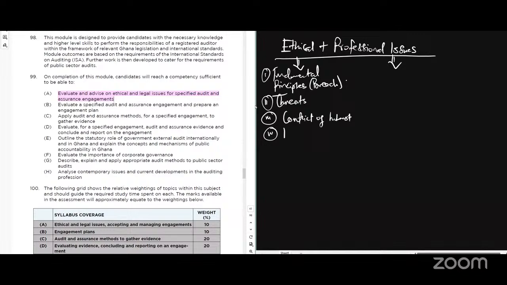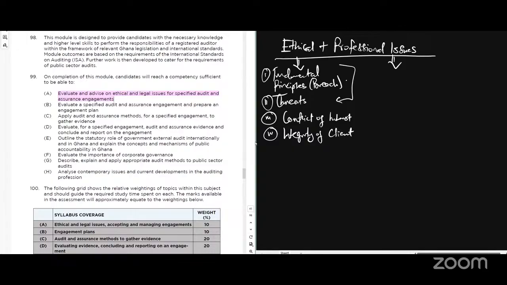Then we can also deal with the integrity of the client. That is why we do what? Know your client procedure. So things like this mostly happen most of the time in ethical scenarios, right? And the common ones are these ones. But I realize that when students answer questions regarding threats, okay, they only stick to the threats.